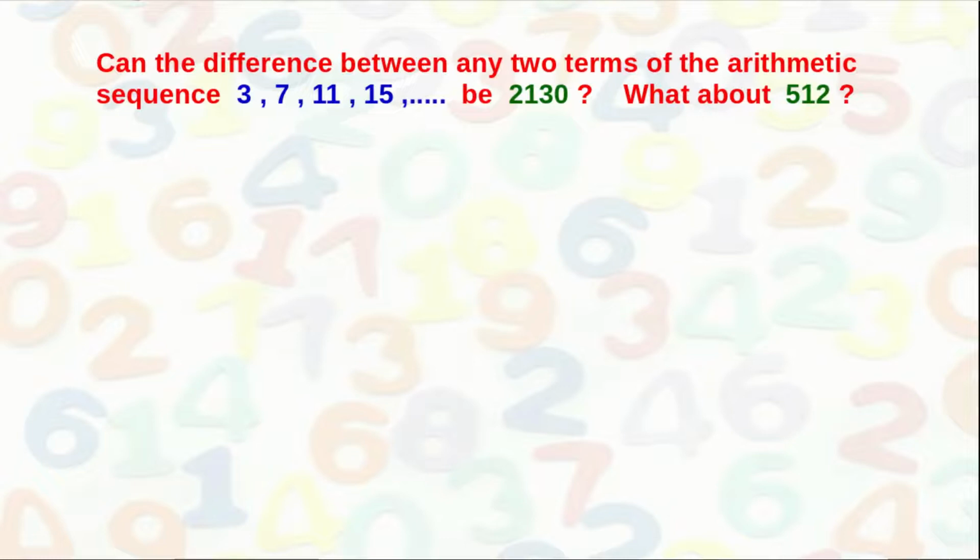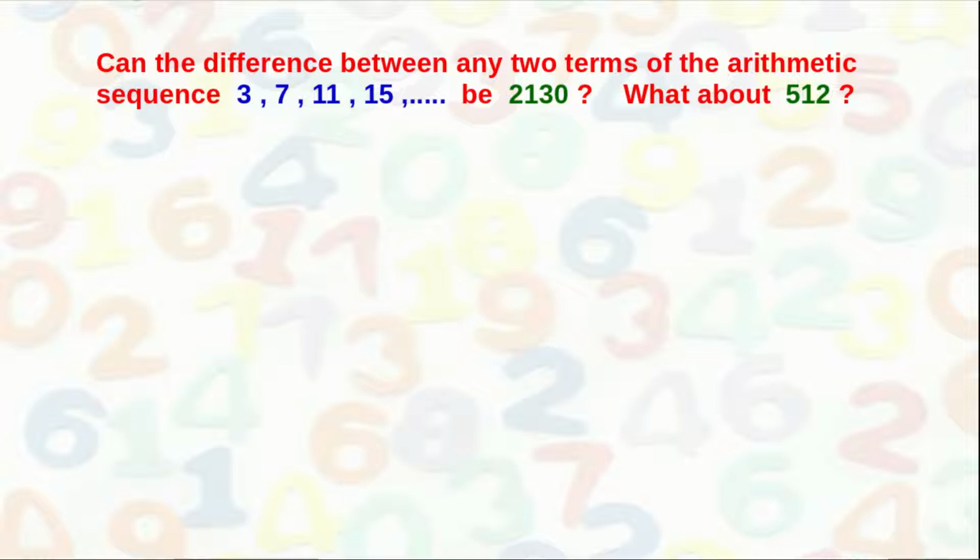First question. Can the difference between any two terms of the arithmetic sequence 3, 7, 11, 15, etc. be 2130? What about 512?